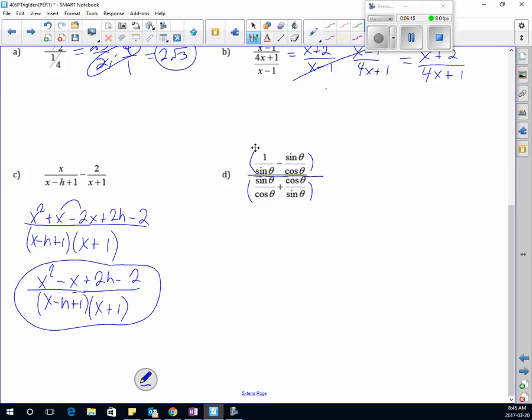So what is my common denominator there on top? Sine theta, cos theta. And what does this one become? Cos theta. What does this one become? Minus. How about sine squared theta? Yeah?